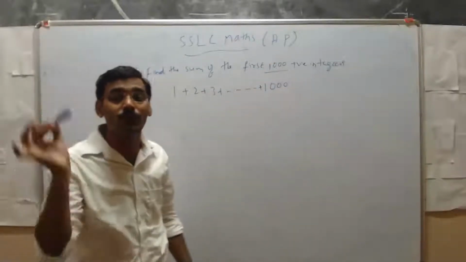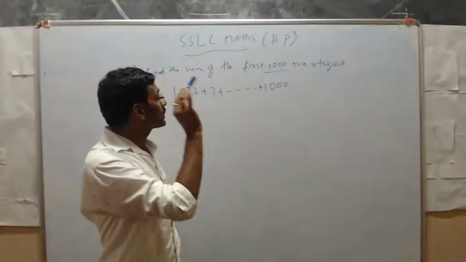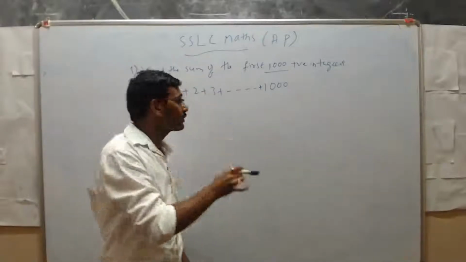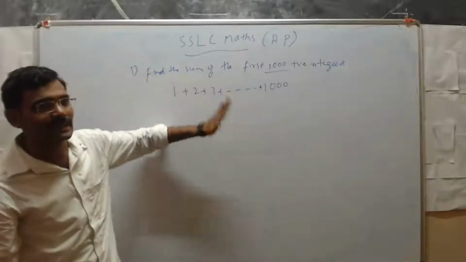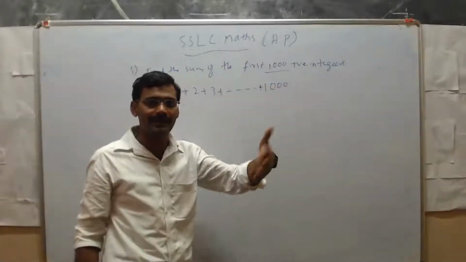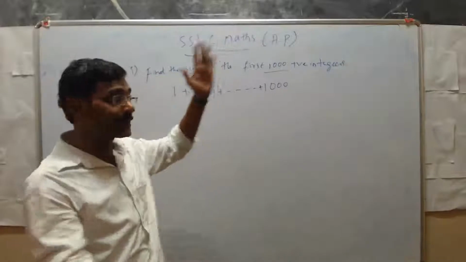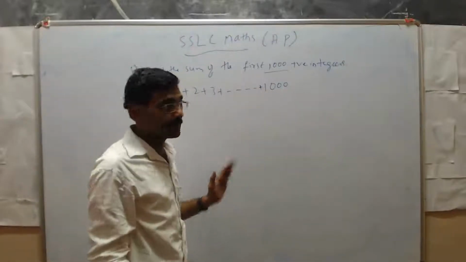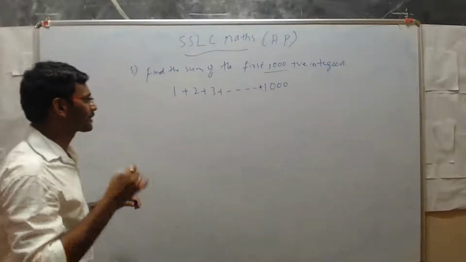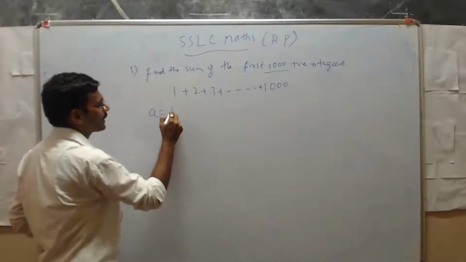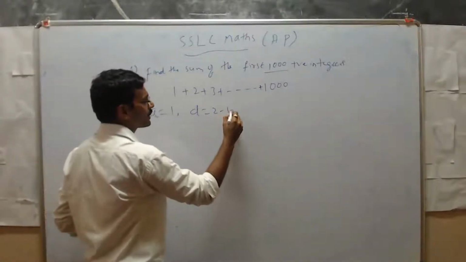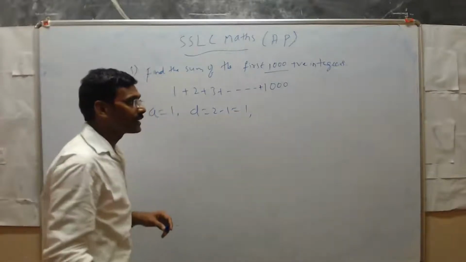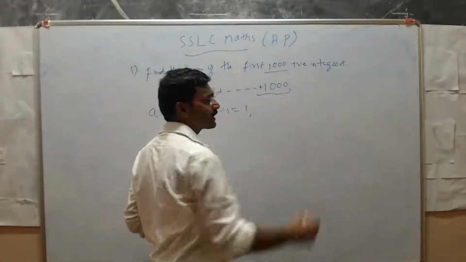First 1000 positive integers. The first positive integer is 1, the second one is 2, the third one is 3, the fourth one is 4, the fifth one 5, 6, 7, up to. We have to find the sum of how many terms? 1000 terms. Here, what is the value of a? 1. The first term is 1. What is d? d value, 2 minus 1 is equal to how much? 1.